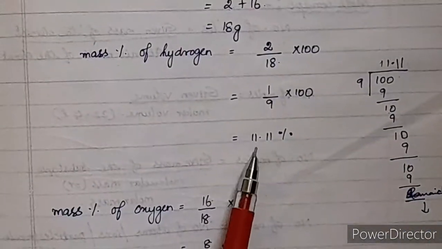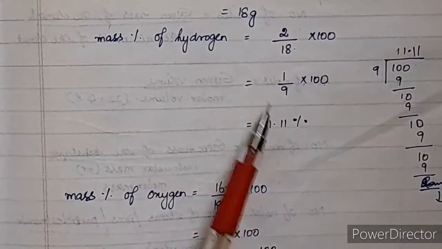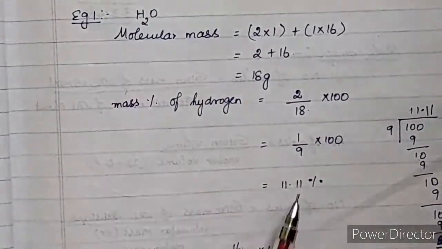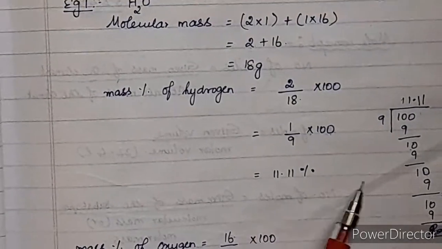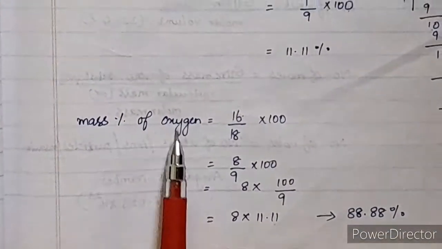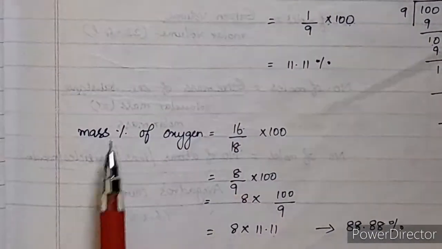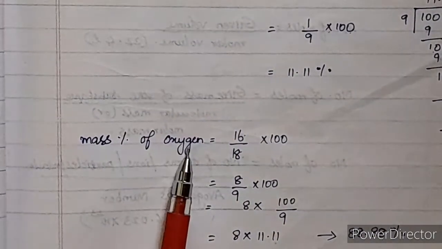Now the answer is 11.11. So the mass percentage of hydrogen in water is 11.11. Now let's see one more example. Let's see the percentage of oxygen. We have calculated the percentage of hydrogen in water, isn't it? Now what is the mass percentage of oxygen?